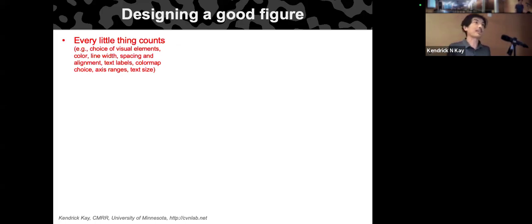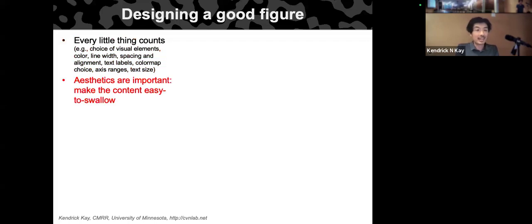Every little thing in your figure matters. Every choice: you use a dot, you use a line. What color is the line? How big is the line? What's the font size? What words do you use in your figure? We have axis labels, those matter. Scientists care, or hopefully they care, and they will be looking at it and scrutinizing it. Every little thing matters, and whether it's pretty or not kind of matters.